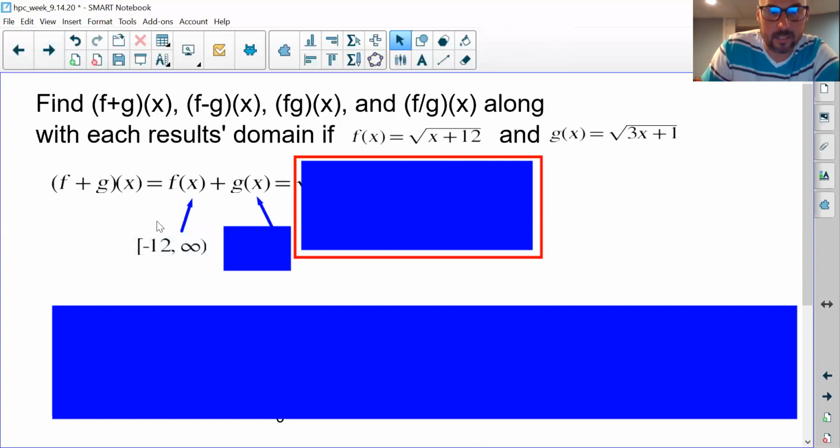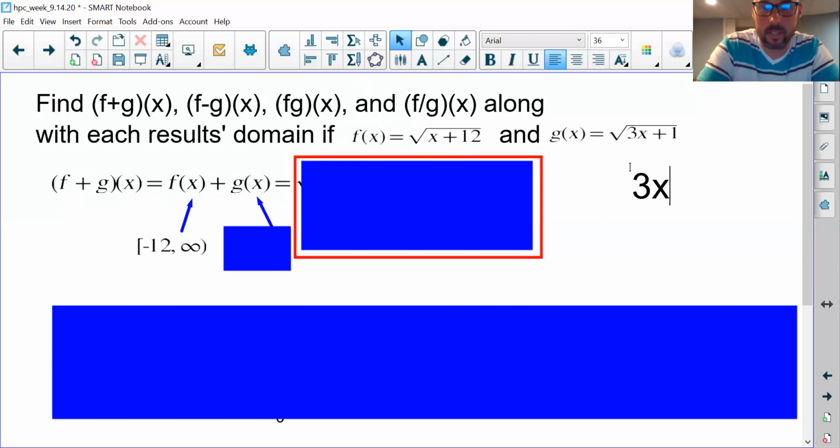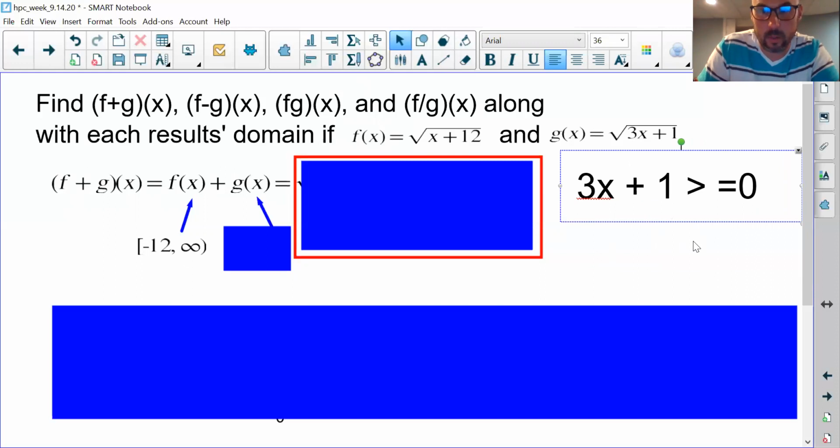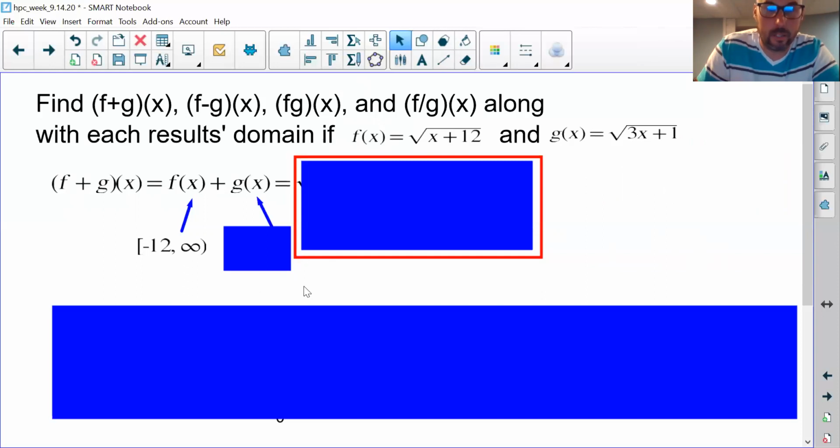As long as x is negative 12 or bigger, you're taking the square root of a positive number, or 0. And for g of x, remember, this is as simple as taking 3x plus 1 is greater than or equal to 0, and you're solving for x. That's the work that I want to see when you're doing your quiz or your test. You solve for x, and you discover that x is greater than or equal to negative 1/3.